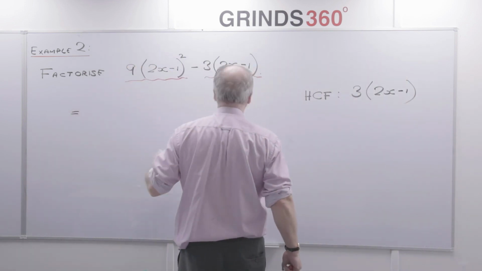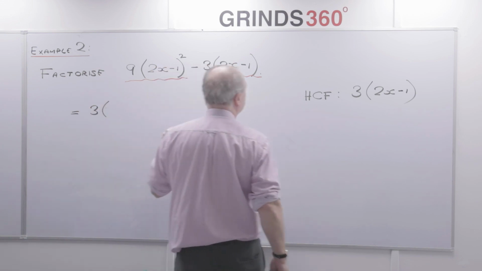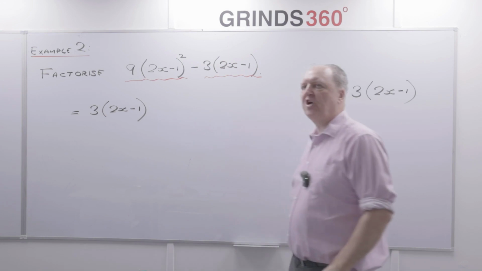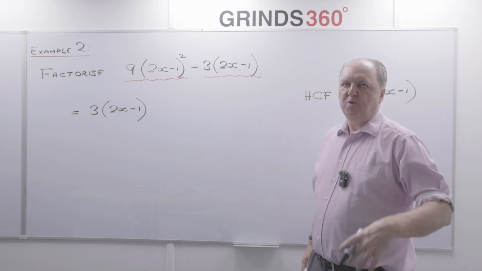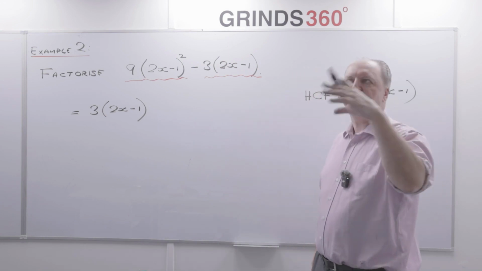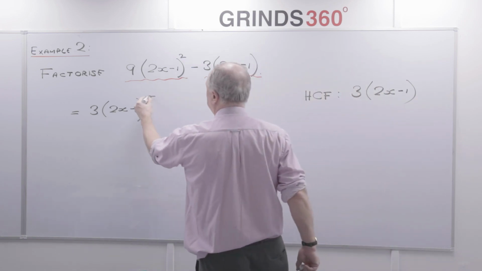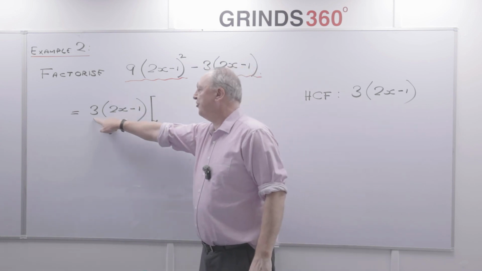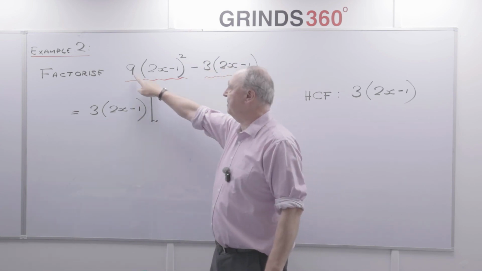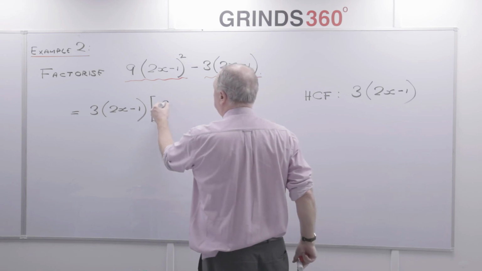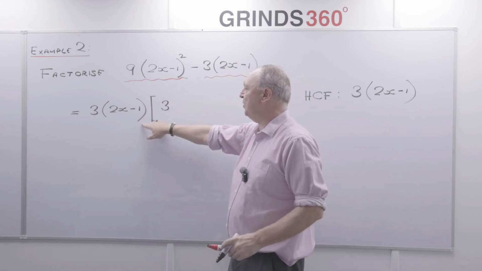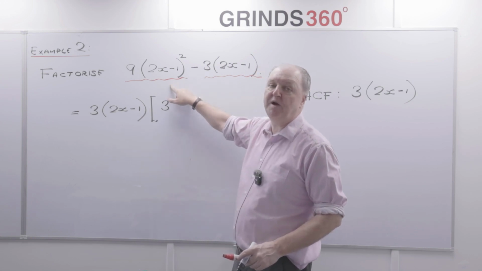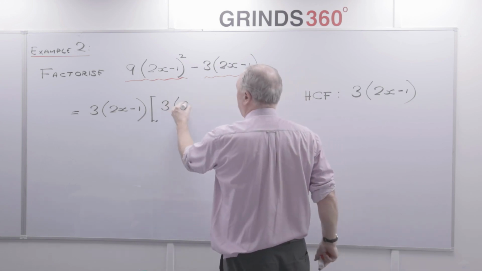It's equal to, write down your HCF, 3 times (2x minus 1). And now finish it off so that the second line, when you multiply it out, is identical to the first line. I'm going to use square brackets. So let's look at the first term. 3 multiplied by what will give me 9? The answer is 3. That bracket, 2x minus 1, multiplied by what will give me (2x minus 1) all squared? Well, the answer will be 2x minus 1.